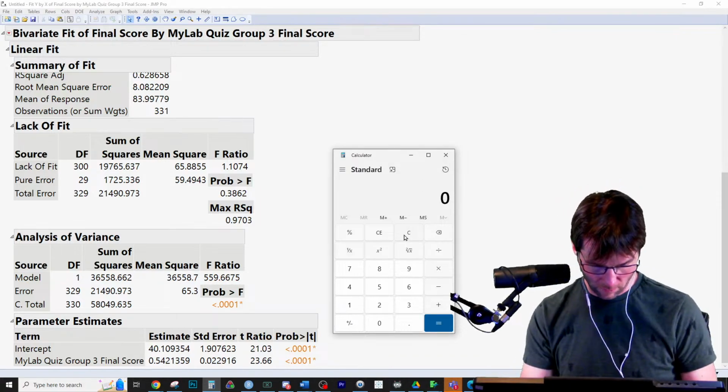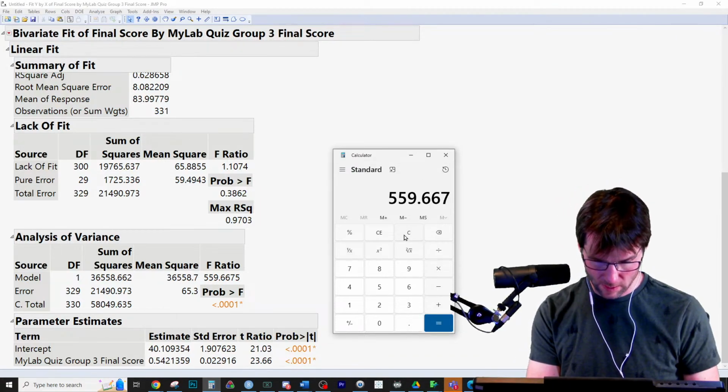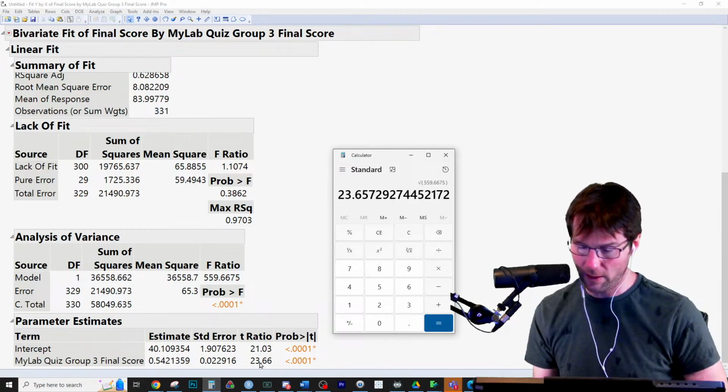Or you could take this, 559.6675, and square root it, and you get that T right there.